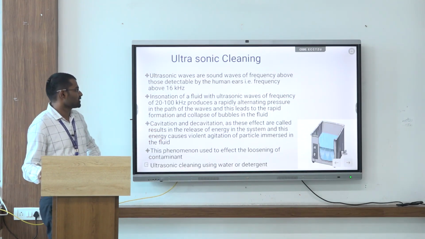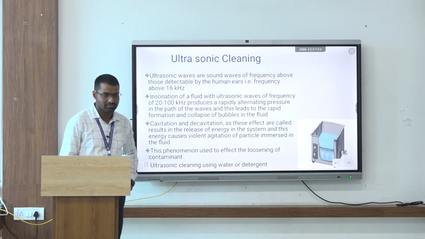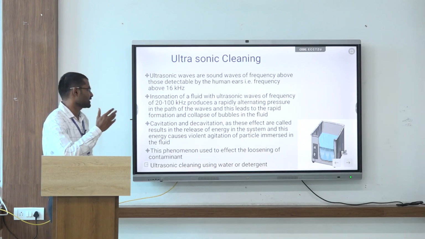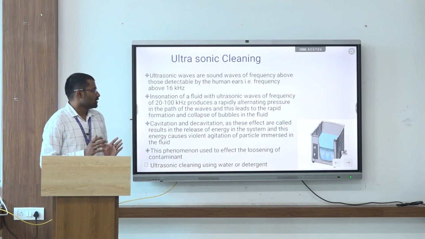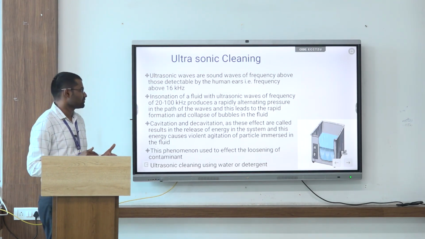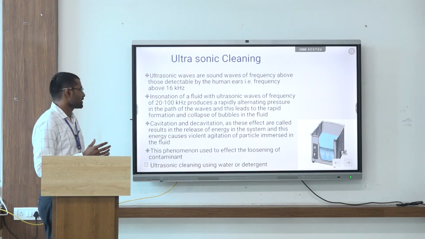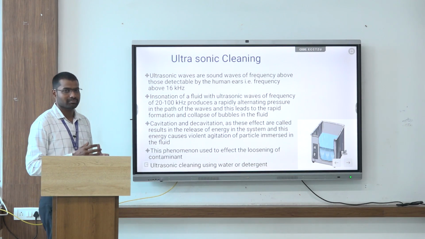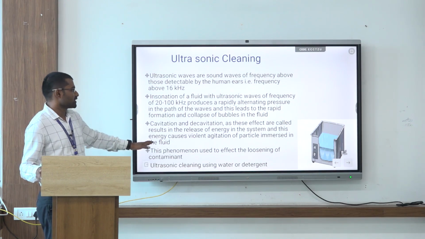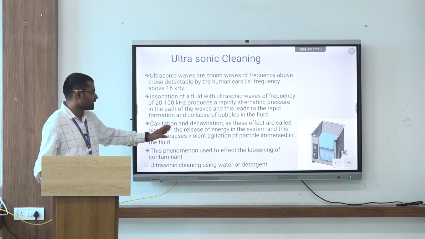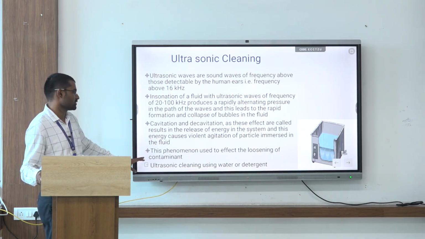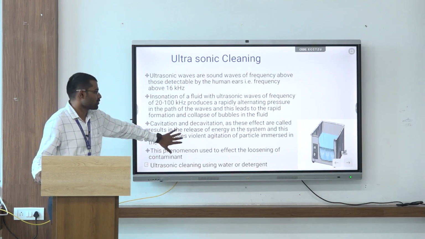Next one is the ultrasonic cleaning method, in which normally ultrasonic frequency waves that humans can detect are in the range of 16 kilohertz. Here you have to use more than that, that is 20 to 100 kilohertz. Because of that, rapidly alternating pressure is created in the path of the waves, and this leads to the rapid formation and collapse of bubbles in the fluid, and because of that there is agitation. This cavitation results in the release of energy, which causes violent agitation of the particles immersed in the fluid, and this phenomenon loosens the contaminant. So this is ultrasonic cleaning using water or detergent.